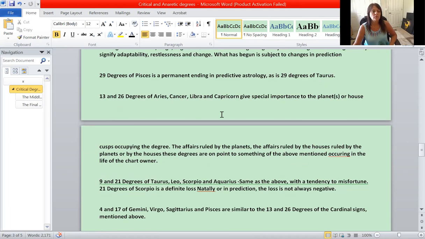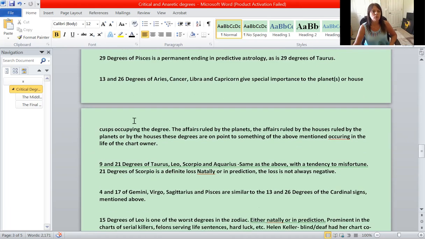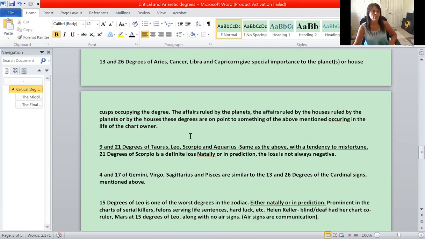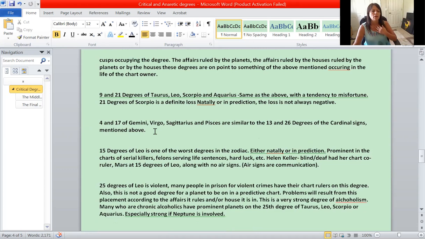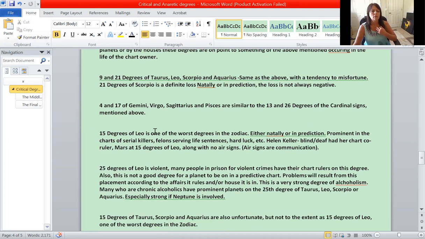13 and okay, we talked about this. 13 and 26 degrees of the cardinal signs are important. The affairs ruled by the planets and the affairs ruled by the houses, ruled by the planets or by the house, these degrees are pointing to something occurring in the chart owner. Yeah, we know that. All right, we talked about these.